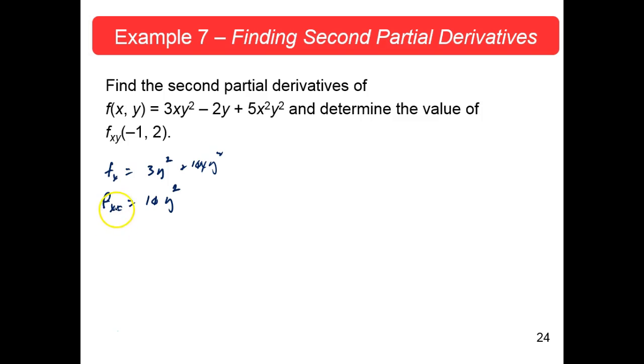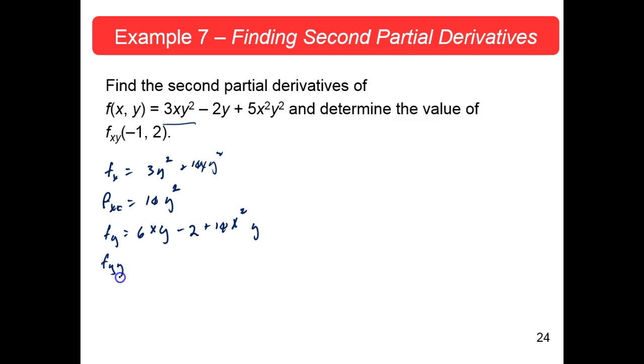If you're doing all the partial derivatives, you might want to do your f sub y now. Going back to the original, that would be 6xy minus 2, plus, with respect to y, 2 times 5 is 10, plus 10x squared y. Okay? Now, that's your first partial with respect to y.